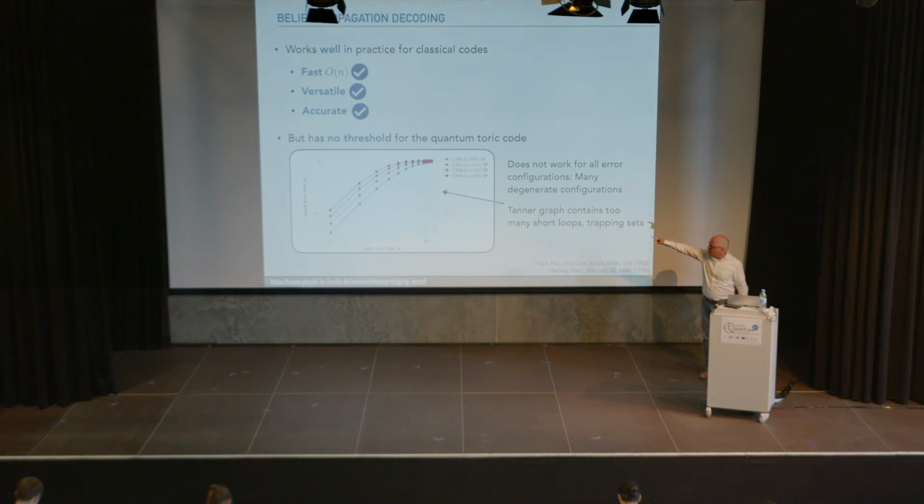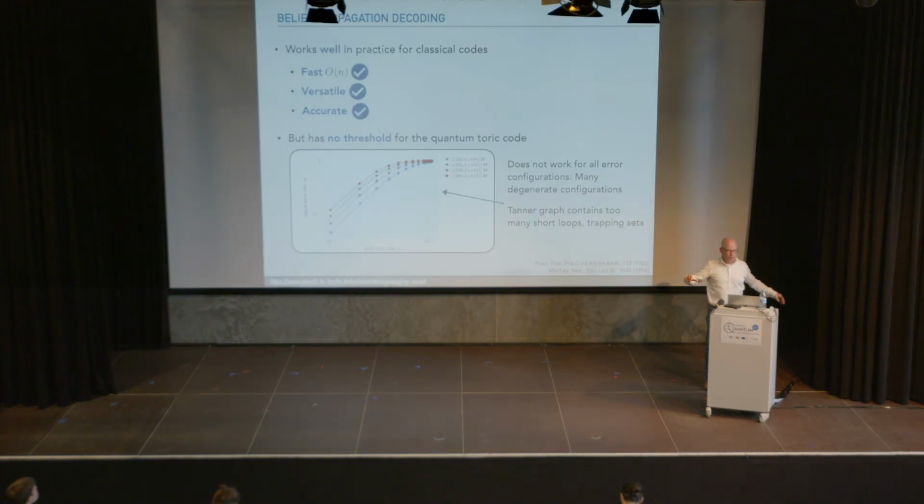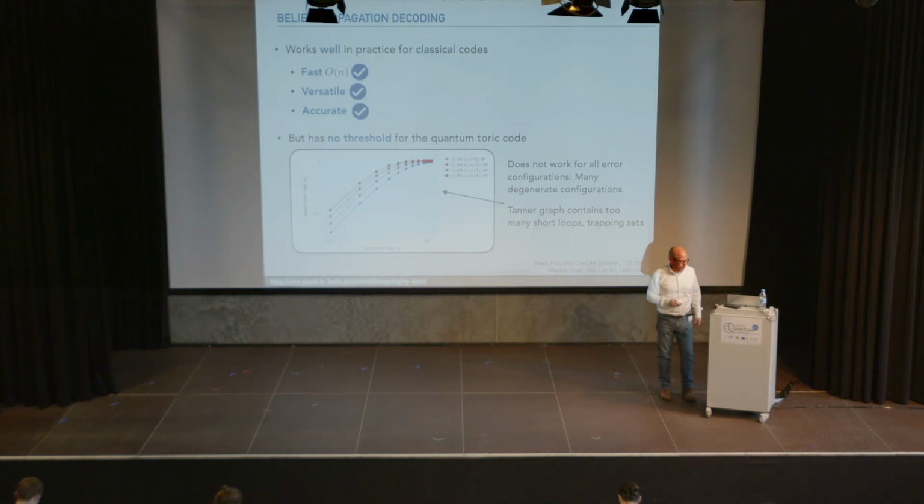And if you make a plot, you see that there's actually no threshold. The blue curve is not the largest, but the smallest system which performs best, and making the system larger makes things worse and not better. Yuck. You don't want that. So it doesn't quite work in the way it should.